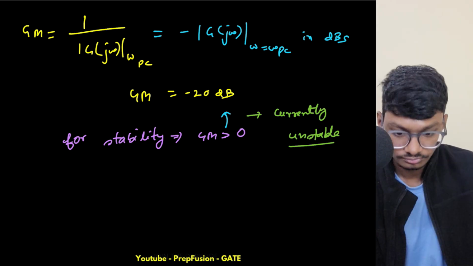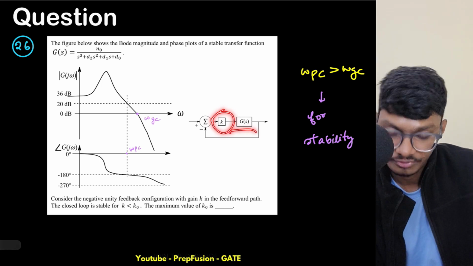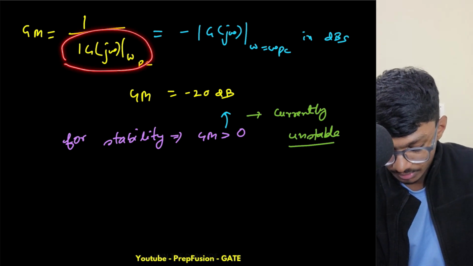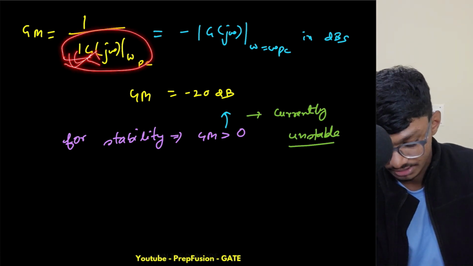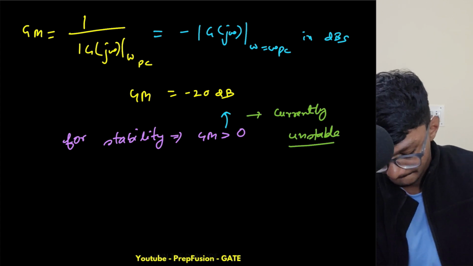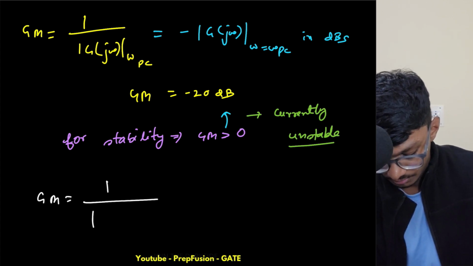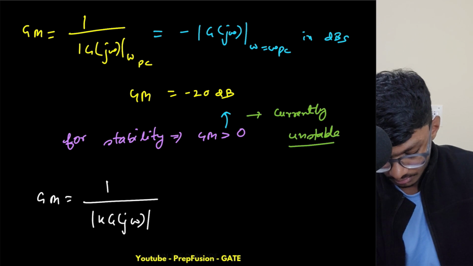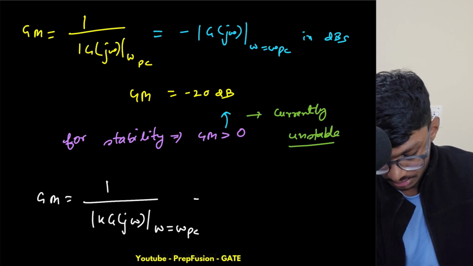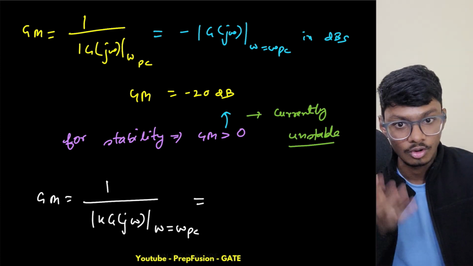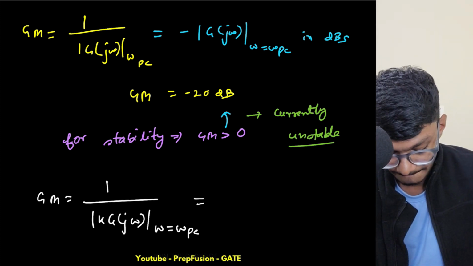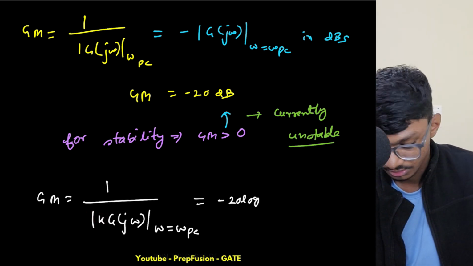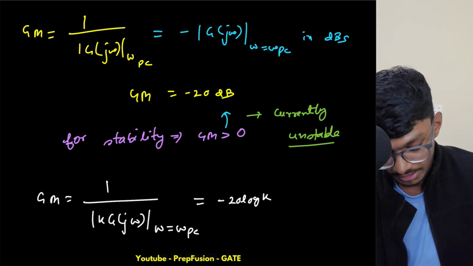What I am doing is simply multiplying K with this magnitude. K is real, so this one will become K times this. So my gain margin will be the magnitude of K G(j omega) at omega equals omega pc. In terms of log, this will be minus 20 log K, because K is real and positive, K will come outside. Minus 20 log K, and the same thing only.